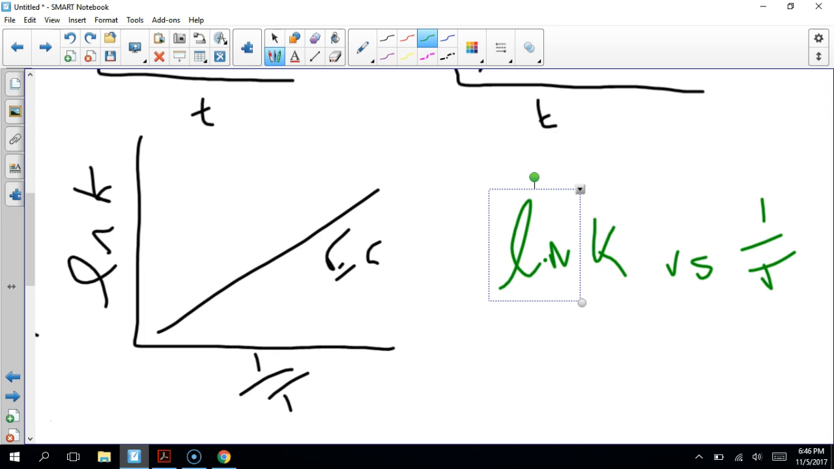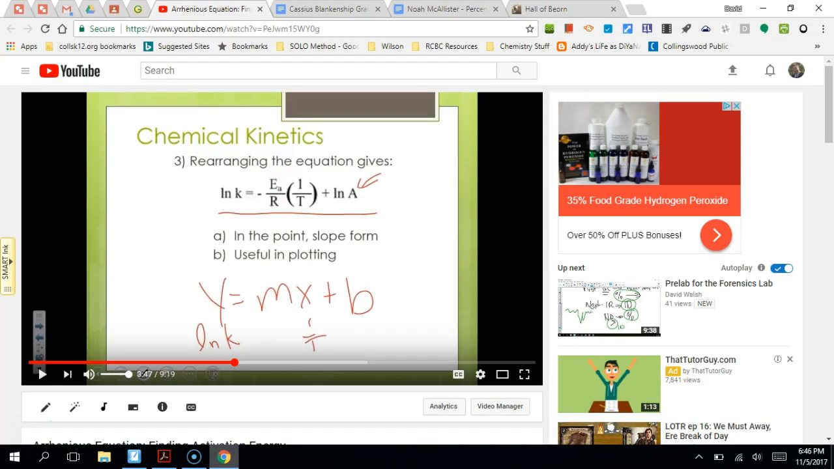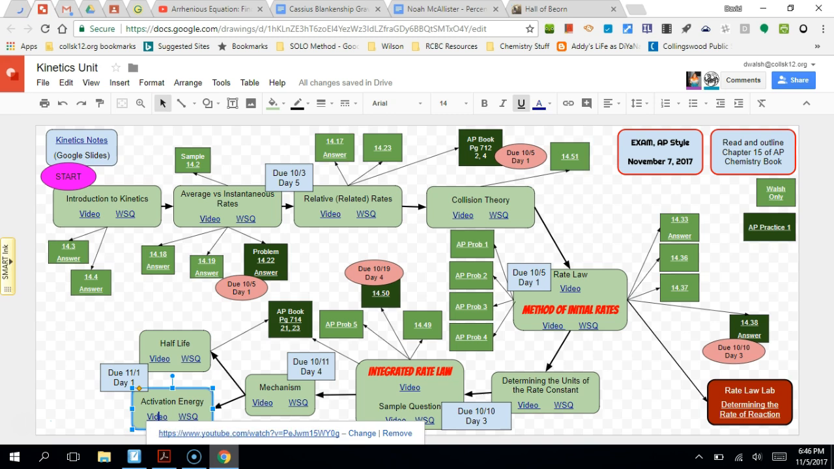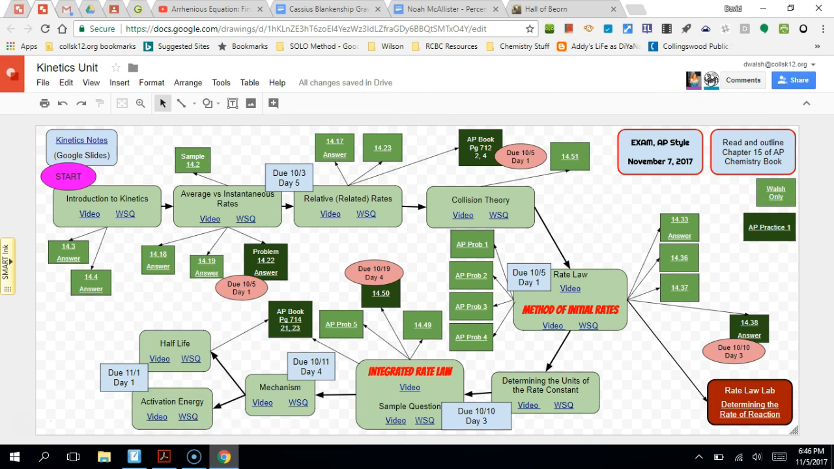Okay, so those are some things to keep in mind when you are hanging out and doing some review and studying. So when we go back to the mind map, let's keep in mind, again, I try to hammer home the point: of the 40 multiple choice, 30 out of the 40, 75% of them, are going to be kinetics related, and they're going to come from what kinetics is, average and instantaneous rates, relative or related rates, maybe some collision theory questions, what's the units of a rate law, maybe half-life questions, okay?